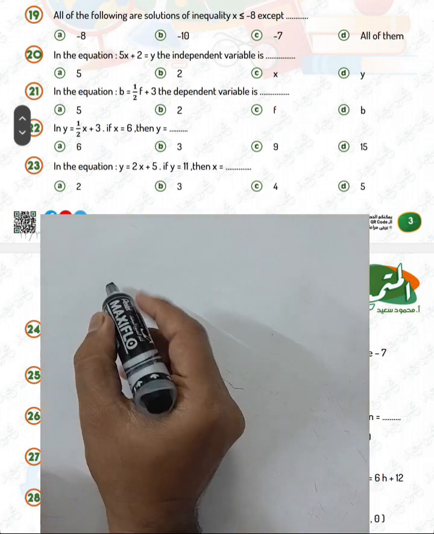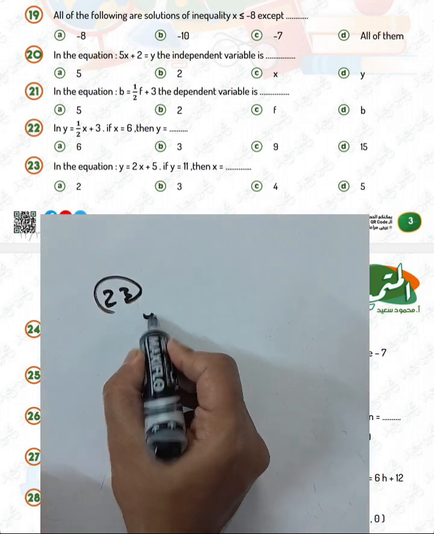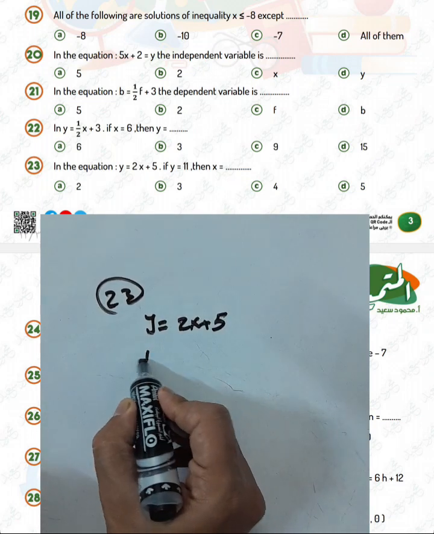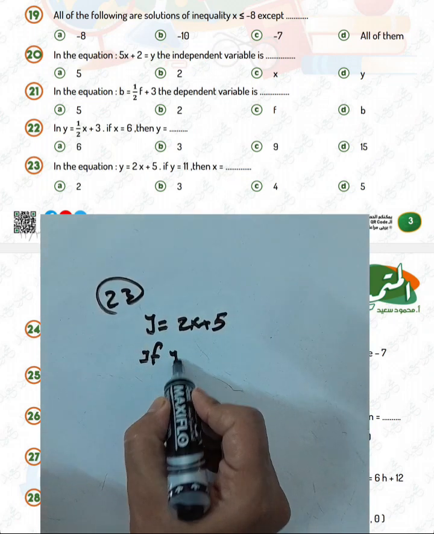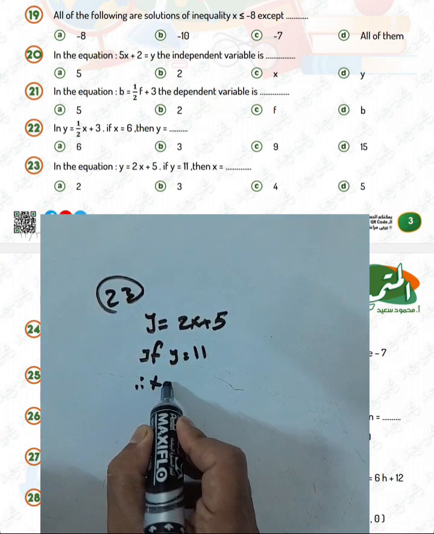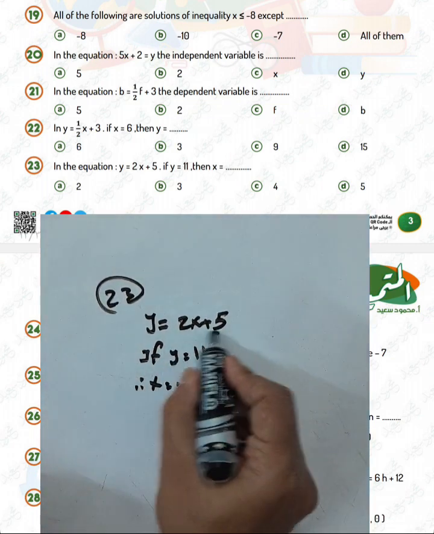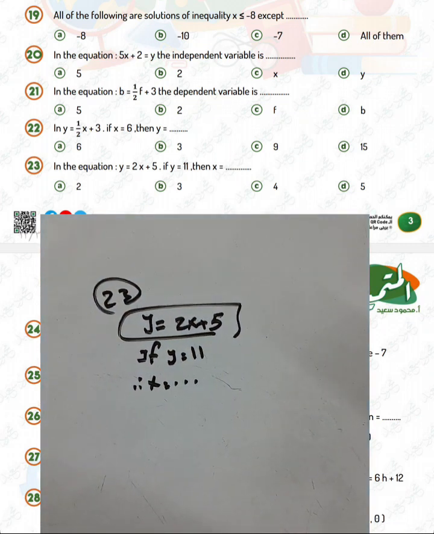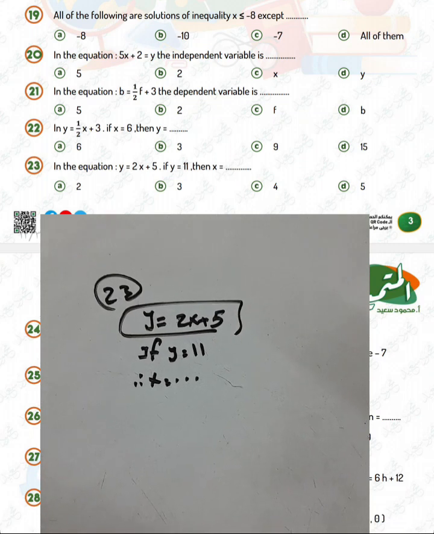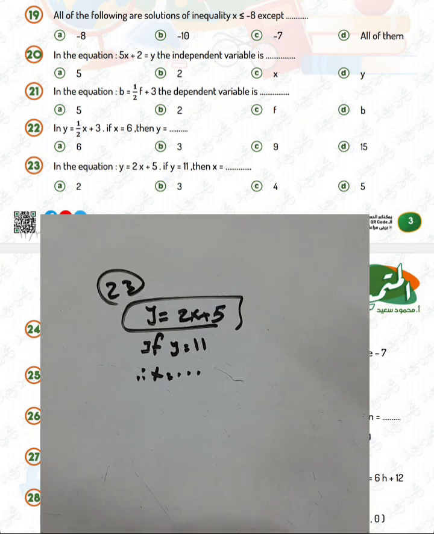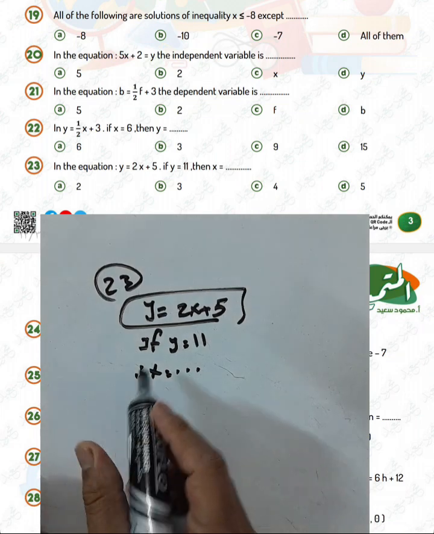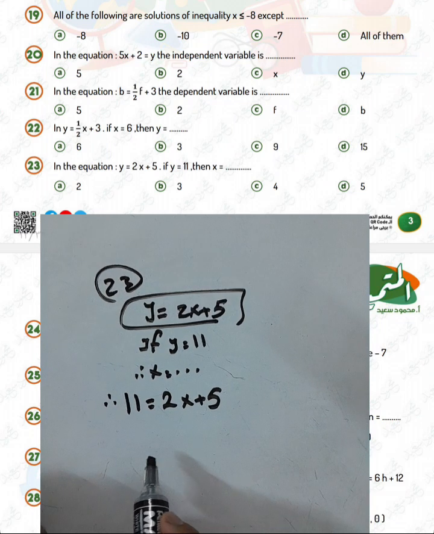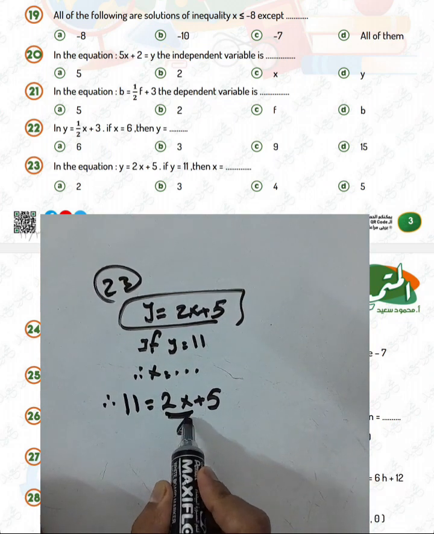Question 23. In the equation y equals 2x plus 5, if y equals 11, then x equals what? Put in this equation y equals 2x plus 5. Put here y equals 11. Then 11 equals 2x plus 5. We know 5 plus 6 equals 11.